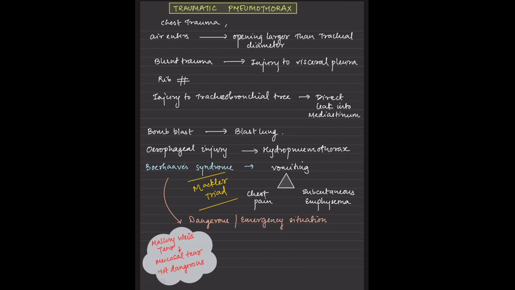Okay, so there are certain mechanisms through which trauma can cause an air leak. It could be the direct visceral pleura, or it could be the tracheobronchial tree, or it could be esophageal injury. Okay, and the visceral pleura is the main part which is causing the pneumothorax.